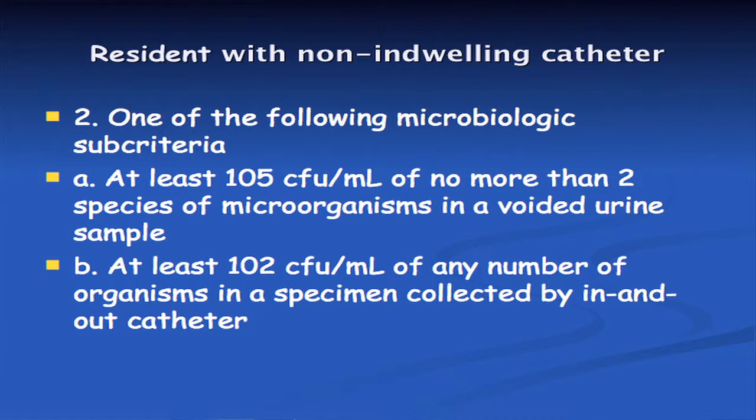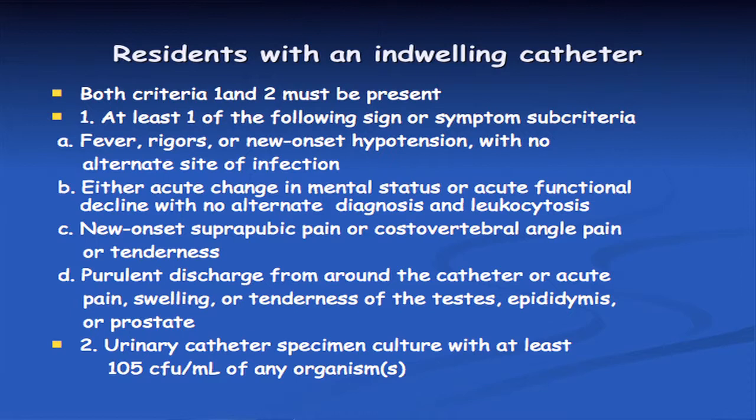Residents with an indwelling catheter, same thing. They have to have 1 and 2, and the second is always the culture. So with a urinary catheter, at least 10 to the 5th, and the criteria, they have to have at least 1 of the following symptoms or signs.